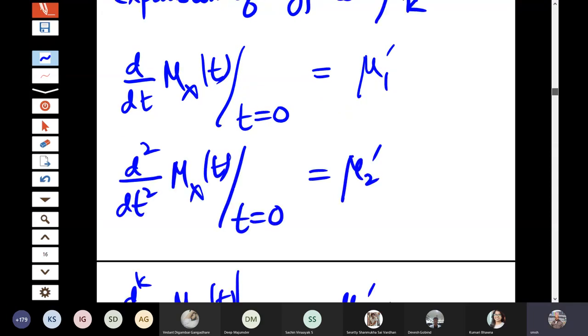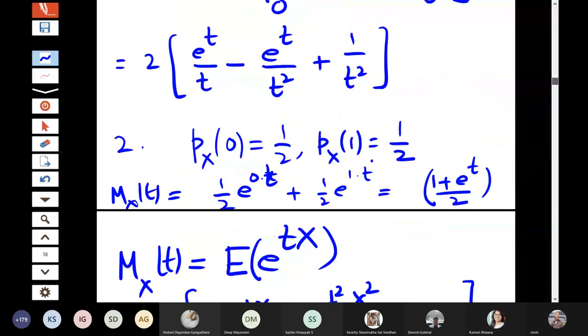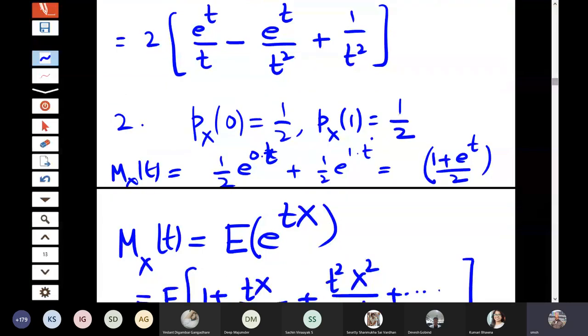So you look at this one, (1 plus e to the power t) by 2. If I differentiate, I will get (e to the power t) by 2. If I put t equal to 0, I will get half here. And for this distribution, you know that the mean is half because 0 into half plus 1 into half.